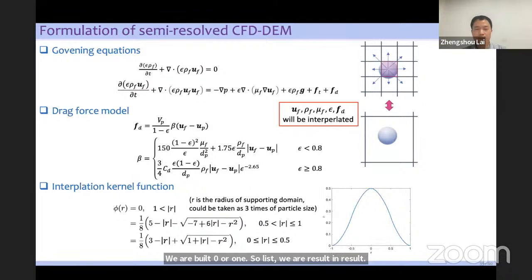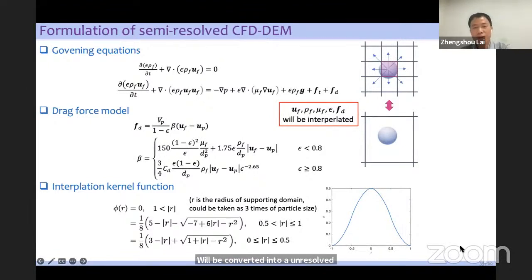So here, for the semi-resolved CFD-DEM, we just use an interpolation function. We regard a set of mesh cells as one single cell, and we use that one single cell to calculate the drag force. So based on this averaging and interpolation, the semi-resolved CFD-DEM will be converted into an unresolved CFD-DEM.